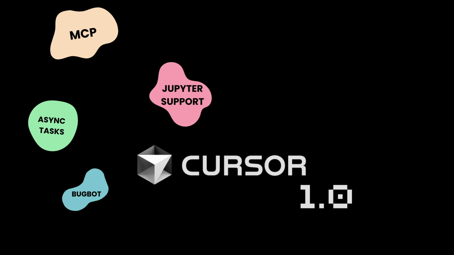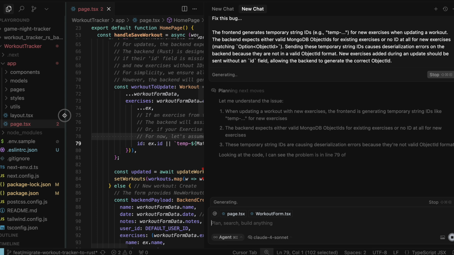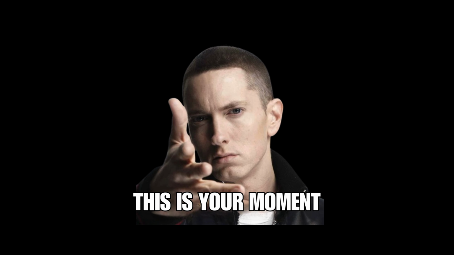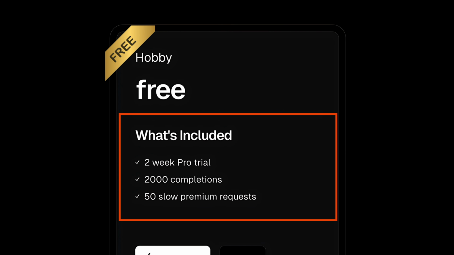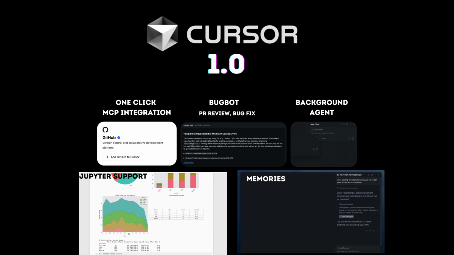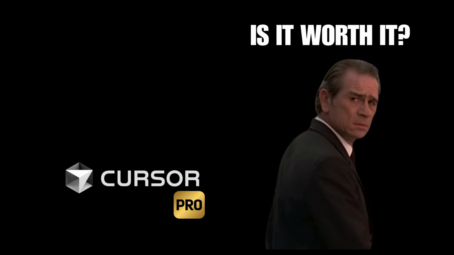Cursor 1.0 is an impressive upgrade. If you've been on the fence about AI coding tools, this is your moment to try one. Start with the free tier. 2,000 completions is enough to test everything I showed you today. If it clicks, you'll know Pro is worth it.